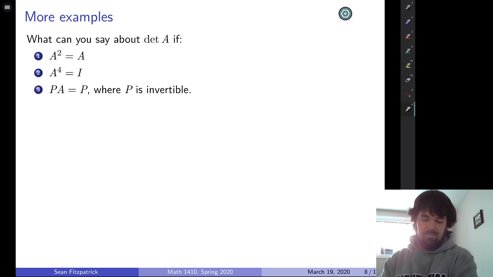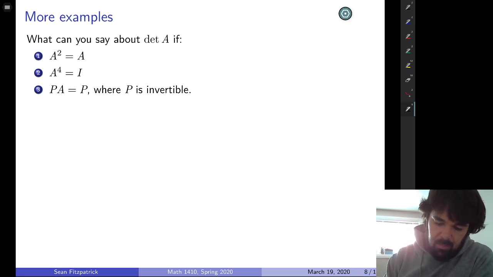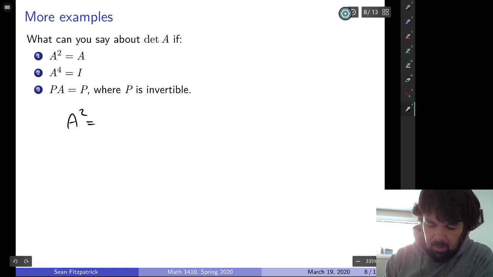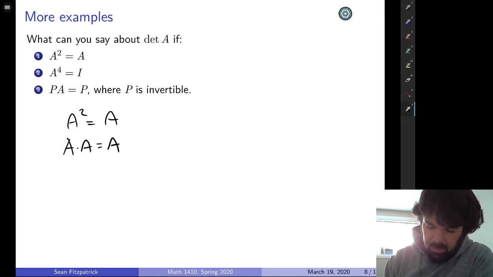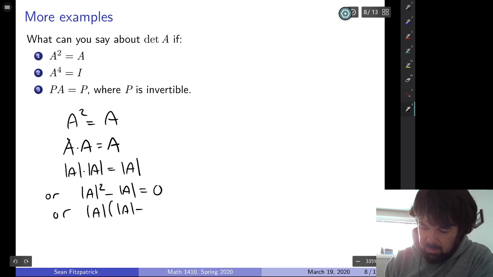Here we have some properties satisfied by a matrix. Let's do this; I don't want to skip it. They're good. If I know that A squared is equal to A, that's saying A times A is A. I can take the determinant of both sides: determinant of A times determinant of A is equal to the determinant of A. Or in other words, determinant of A squared minus determinant of A is 0. I could write that as determinant of A times (determinant of A minus 1).